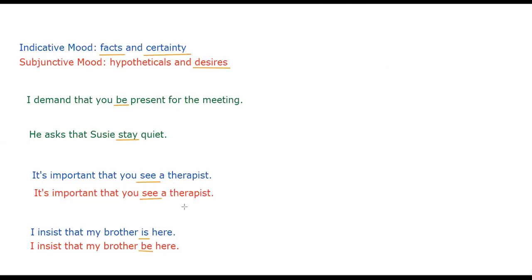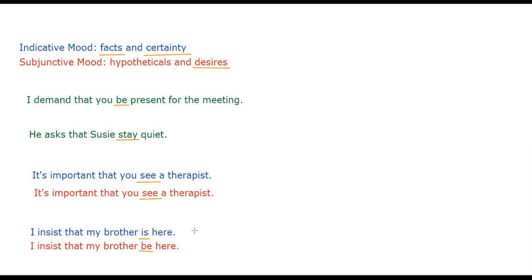So again, it's the same as in the previous example. In the first one, you're saying that you know for a fact that your brother is here. You strongly believe it to be true. Whereas the second one is like, my brother isn't here, but I want him to be here. So in the first one, you know for a fact that your brother is here. For the second one, you want your brother to be here.